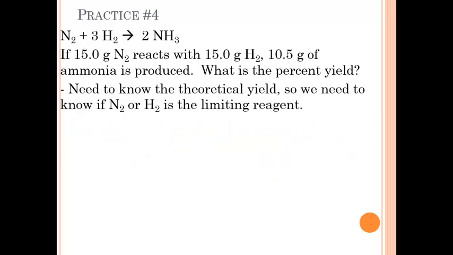Now practice problem number 4 goes a step further. In this practice problem, you're given the amount of 2 reactants, that you have 15 grams of nitrogen, you also have 15 grams of hydrogen, and it tells you what your actual is. So this is the actual amount that we get when we do the lab, but again, we have to know the theoretical yield, and in this case, to do the theoretical yield, we need to know which one of these, the nitrogen or the hydrogen, is the limiting reagent, so that we know which one is going to run out first, which one determines the amount of product we get.